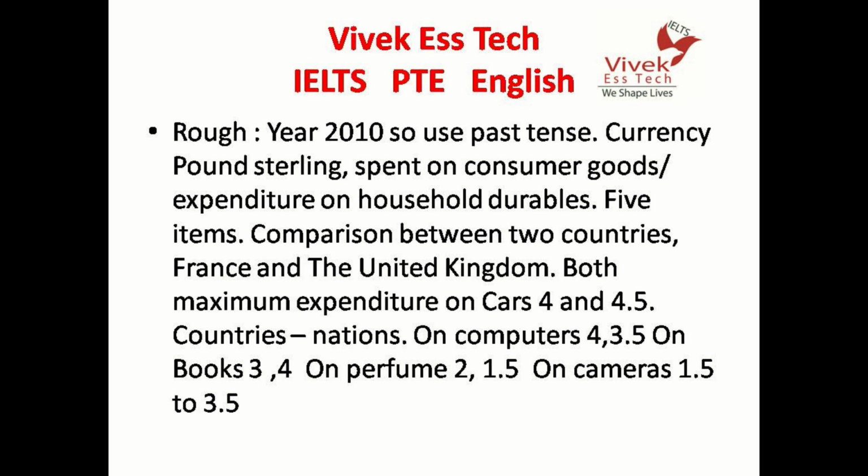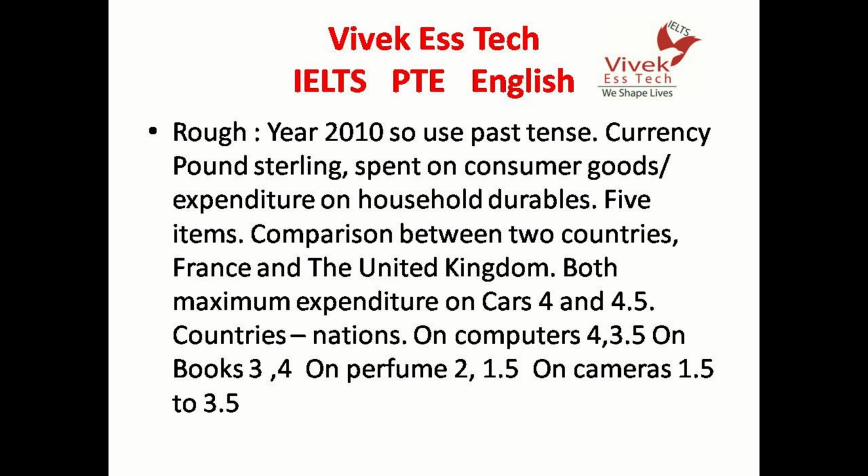So here we can see that the year is 2010, so we will use past tense in explanation. The currency is pound sterling. It is spent on consumer goods, so we can say expenditure on household durables. Five items are there. The comparison is between two countries, France and the United Kingdom. The "the" is important here. And if they have used UK, you should use United Kingdom.